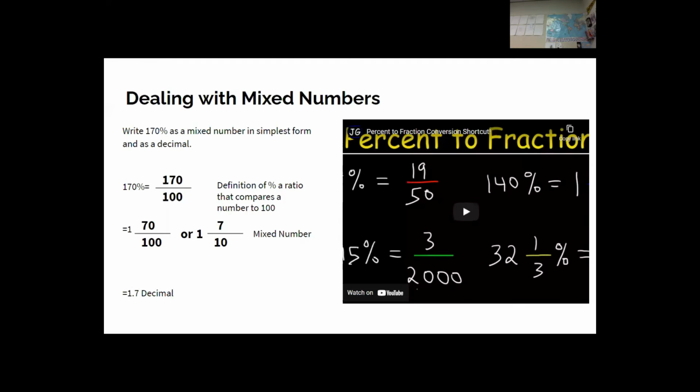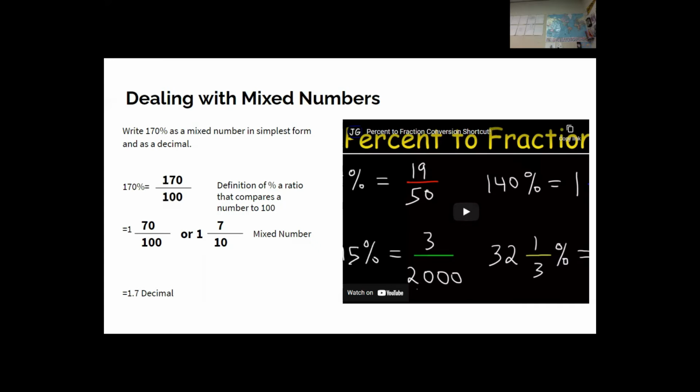Okay? And now we're going to go ahead and reduce it down. We divide by 10 on top and bottom. We're going to end up getting 1 7/10. Okay? So that's our mixed number as we're going through. That's what we're going to get when we go ahead and simplify that out.